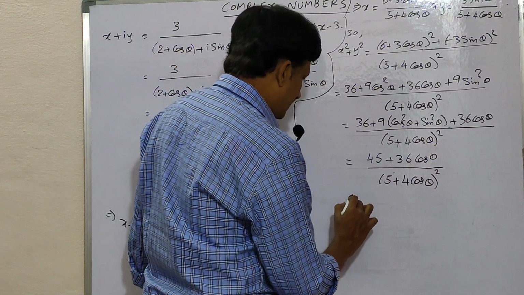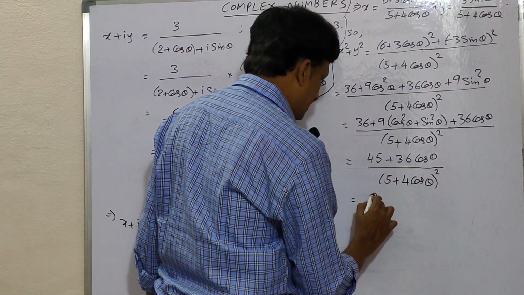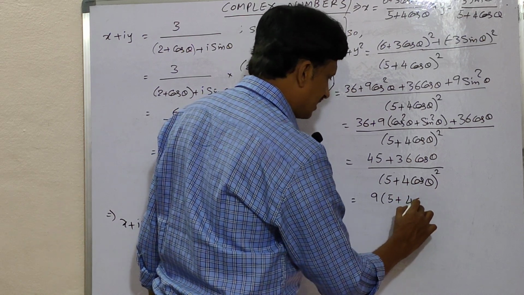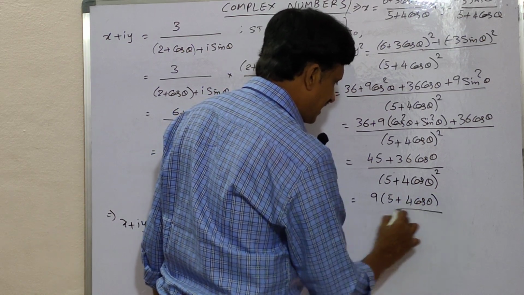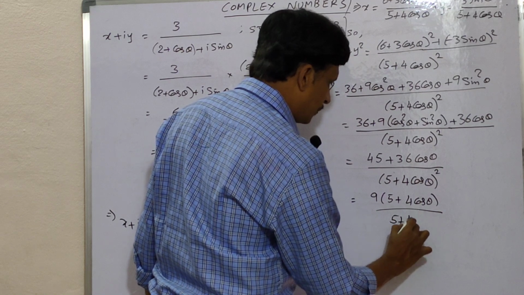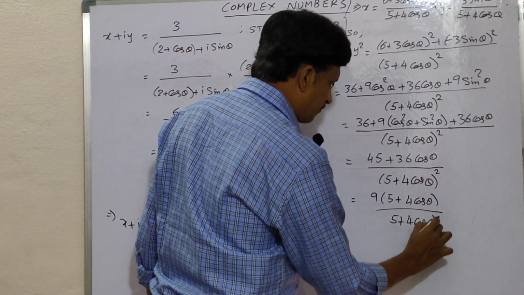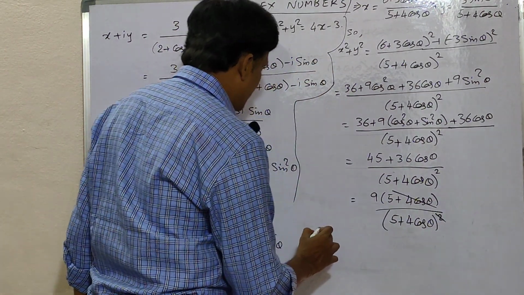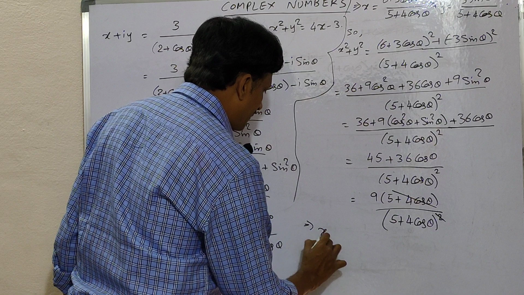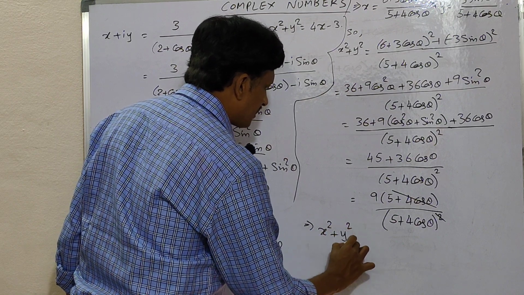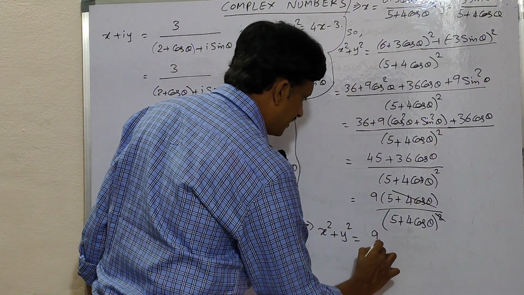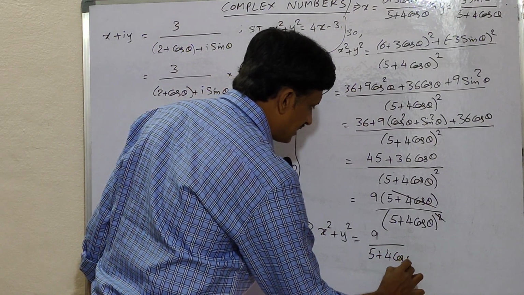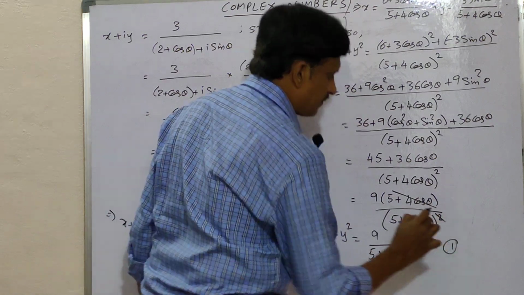And you can observe one more thing here: if you separate 9, the common factor, from the numerator, 5 nines are 45 and 4 nines are 36. So the term that is in the denominator, the same you are getting in the numerator also. It is (5 plus 4 cos theta), so these two get cancelled. Then you are getting the value of x square plus y square, which is equal to 9 by (5 plus 4 cos theta). This is equation number 1.